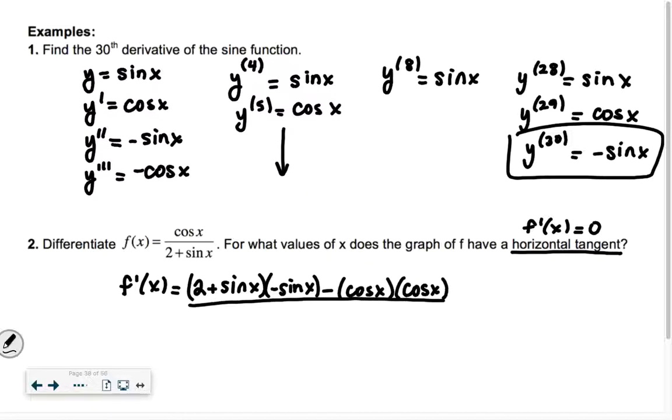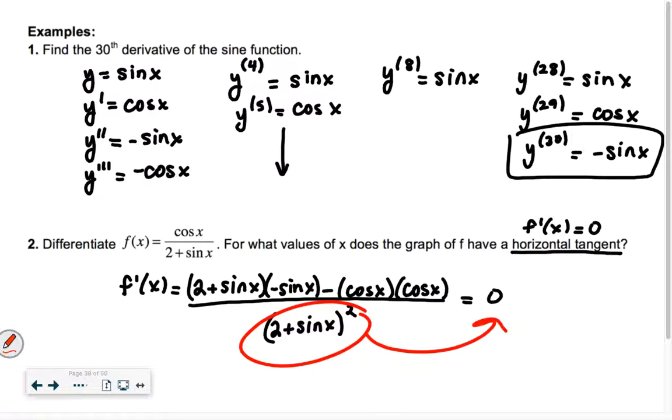All over the square of what's below, so (2 plus sine of x) squared. So if we want a fraction, this big fraction, to equal 0, what am I setting equal to 0, the numerator or denominator? The numerator, right? It's kind of like you can take this part over here and multiply it over and it goes away. We're not worried about the bottom. We're worried about the top.